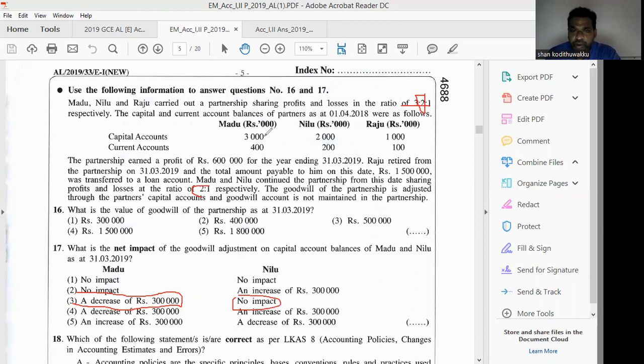But when it comes to Madhu, depending on the old profit sharing ratio, we credited 900. And depending on the new profit sharing ratio, we debited 1,200. Therefore, debiting is more than crediting. The difference is 300 debited. That is equal to a decrease of 300,000 in Madhu's account. Decrease means debiting. If we have to debit a capital account, that means a decrease in capital. Answer is number 3.